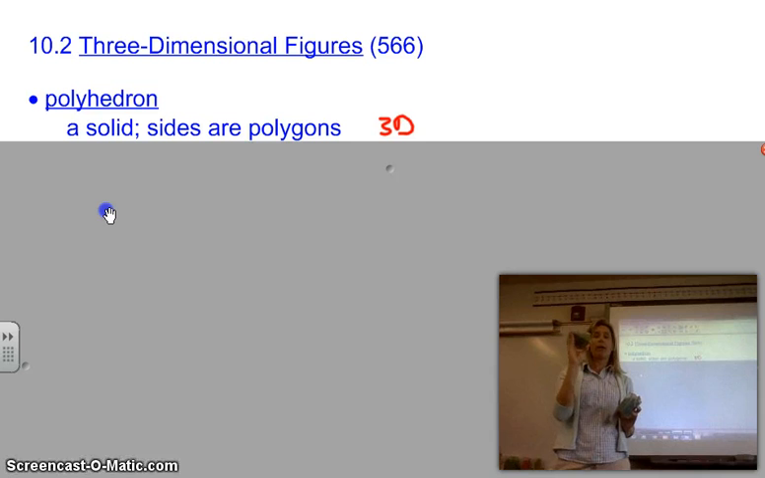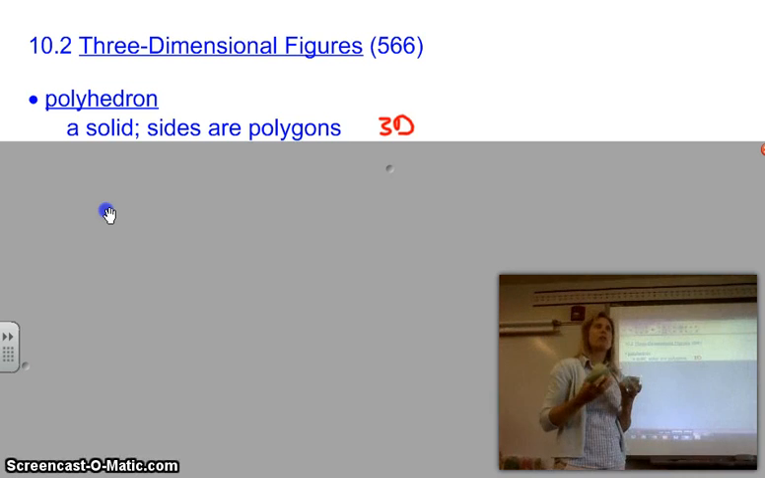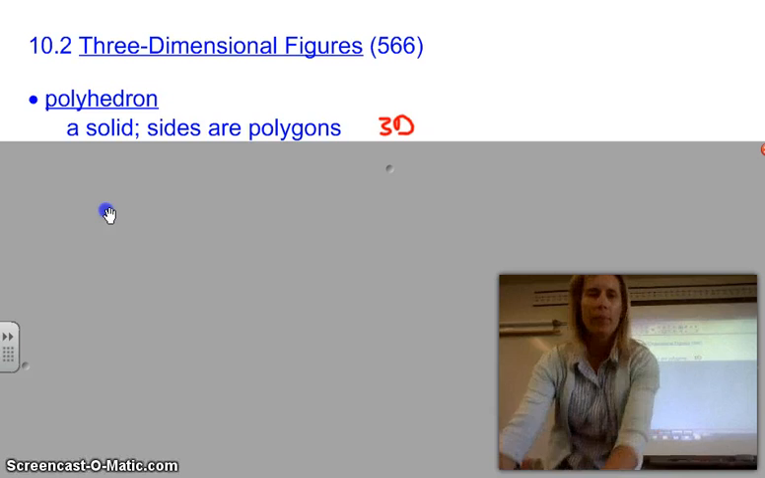Here we have another polyhedron. It's a little different than this one because it comes to a point, right? But each side is a triangle, or the bottom, what is that shape? 6 sides, hexagon, okay? So these are polyhedron. There's just this big group of figures that have polygons for sides. Triangles, squares, rectangles, hexagons, whatever, okay?